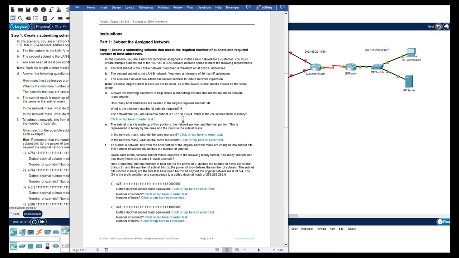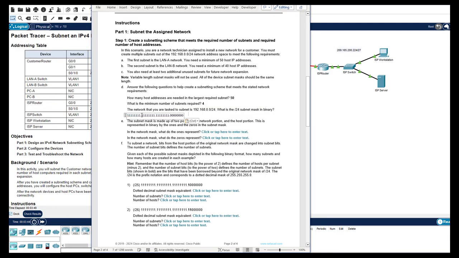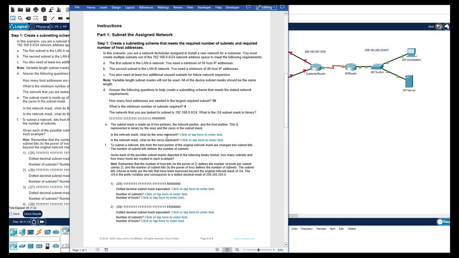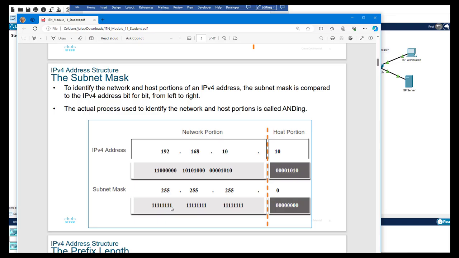The network we are asked to subnet from is 192.168.0.0/24. What is the /24 subnet mask in binary? The /24 means that the first 24 bits are ones, so the correct mask would be 8 ones in the first 3 octets and all zeros in the 4th octet. In the network mask, what do the ones represent and what do the zeros represent? The ones represent the network portion of the address. The zeros represent the host portion.